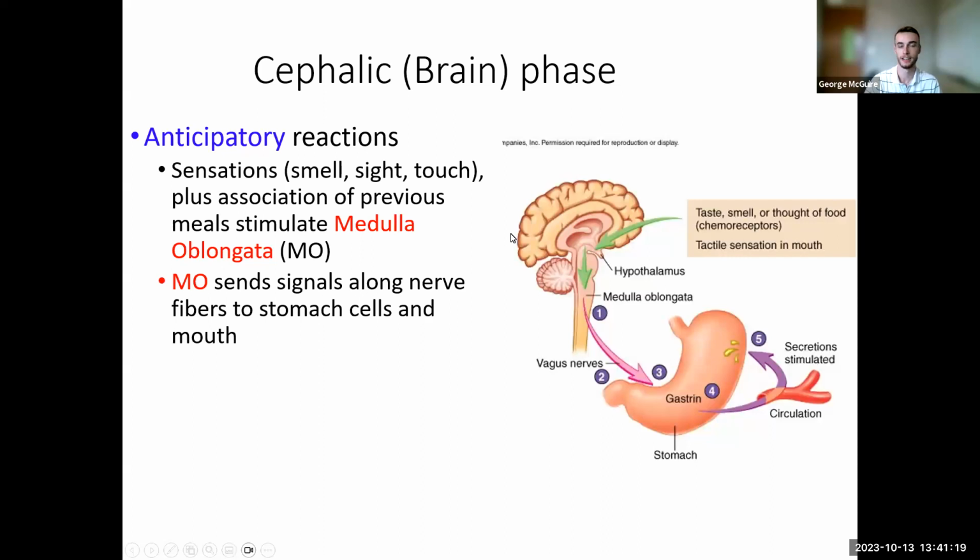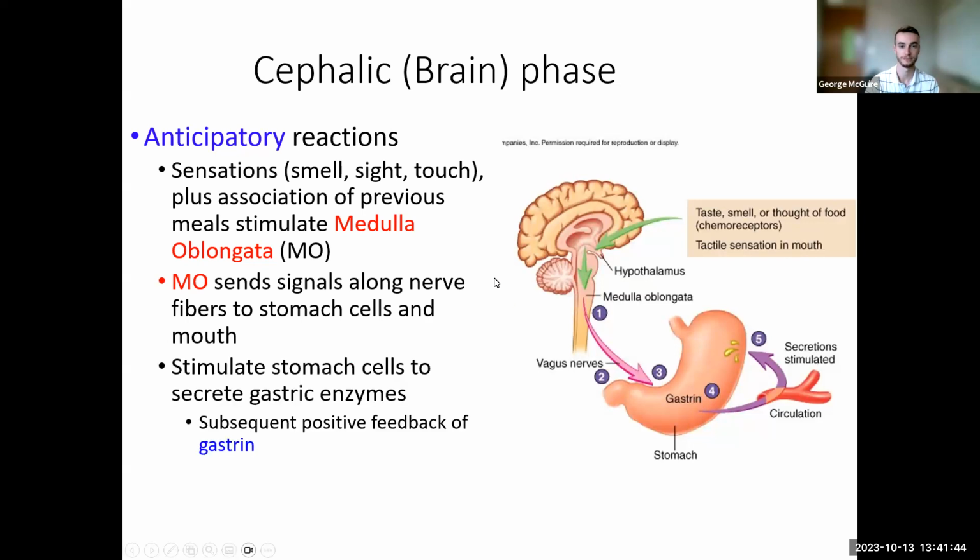The medulla oblongata, in conjunction with the hypothalamus, which is really the control center of the brain here, will then react to those sensations to send signals along our nerve fibers that will stimulate the secretion of things like hydrochloric acid into our stomach, basically telling the stomach food is coming, or you should expect food to come, and thus start preparing the internal environment for digestion. So it will stimulate the release of those gastric enzymes, right, and hydrochloric acid.